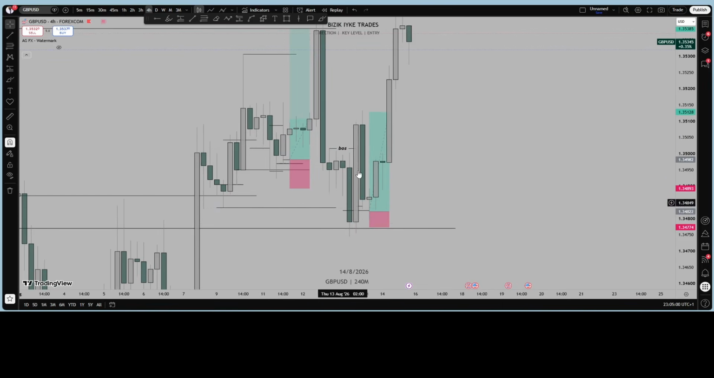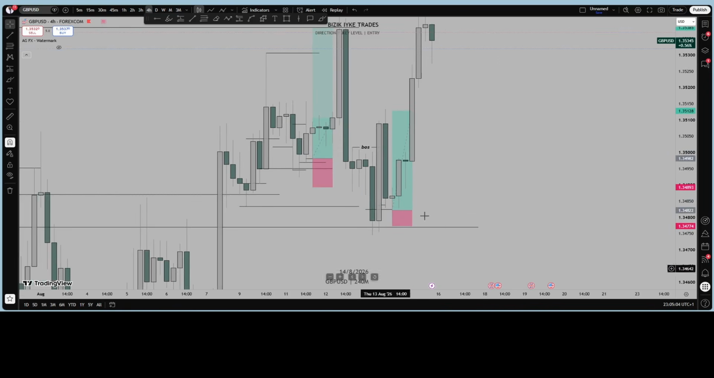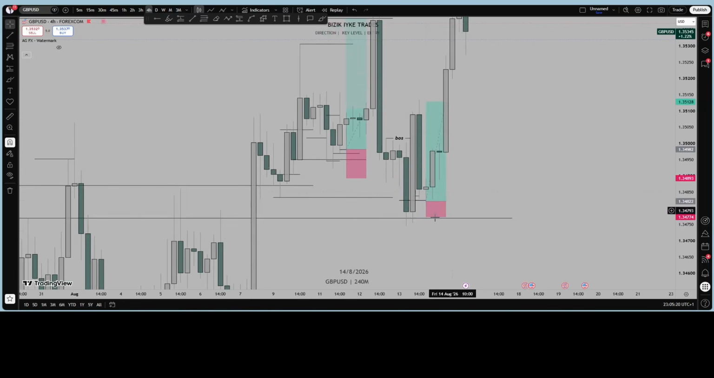You cannot confirm your bias without going to the 4 hours time frame. Confirm your bias. If you have a bias on the weekly time frame, you must have a break of structure on the daily time frame. If you have a rejection on the daily time frame, you must have a break of structure on the 4 hours time frame. So after getting this, I did confirm my bias.